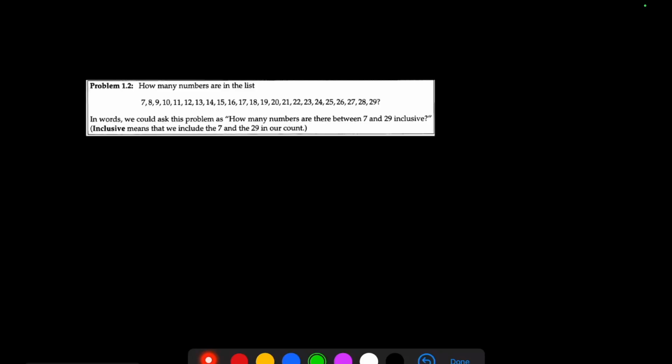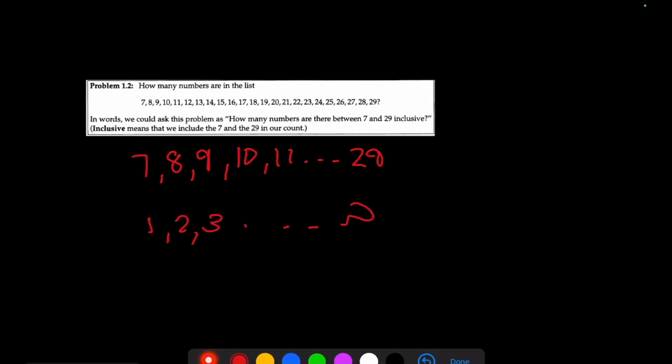So what about counting something like this? Well, you can start by counting it manually, 1, 2, 3, and you would get 23 at the end. But that's kind of slow and tedious. Is there a faster way we can do it? Well, I'm going to write it down: 7, 8, 9, 10, 11, all the way to 29. Something that would be nice is if it started with 1 and went 1, 2, 3 up to a number, because we already know how to count that.